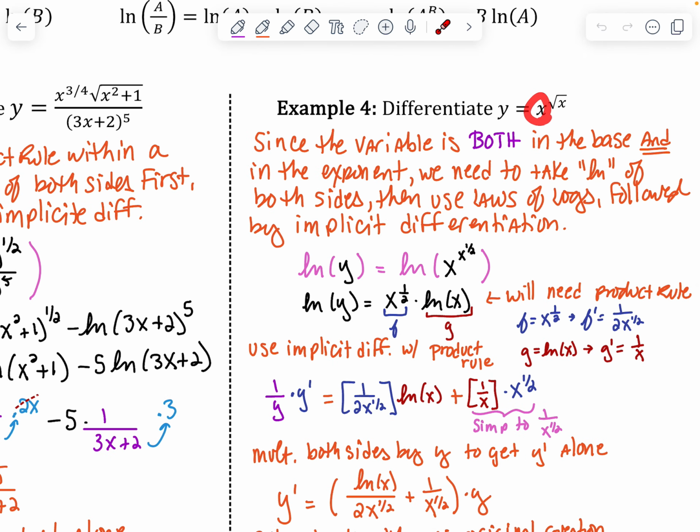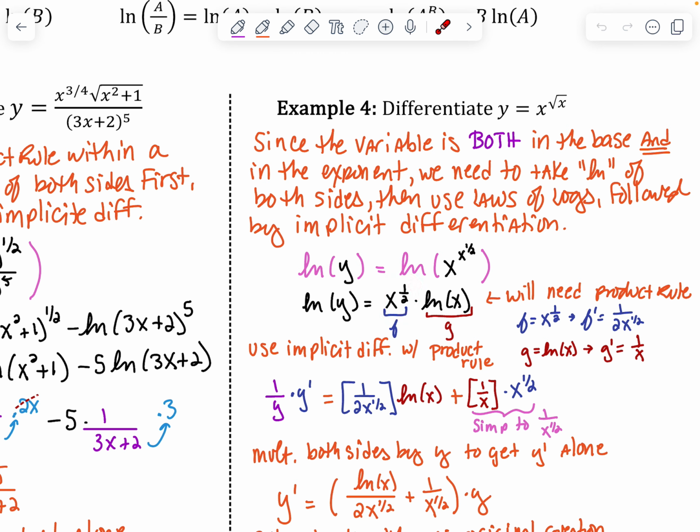My variable is x to the power of the square root of x. My variable is in both the base and the exponent. So I have no choice but taking the ln of both sides, requiring me to use implicit differentiation. So I take the natural log of y, I take the natural log of x to the square root of x, which I wrote as x to the 1/2 power. That does allow me to use the law of logs to bring the x to the 1/2 power out front.